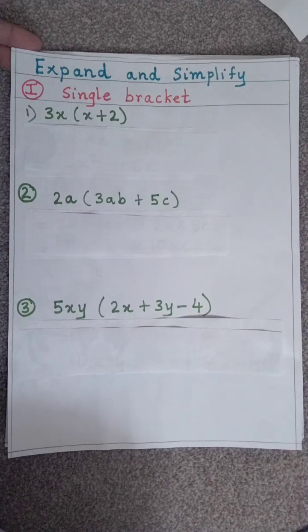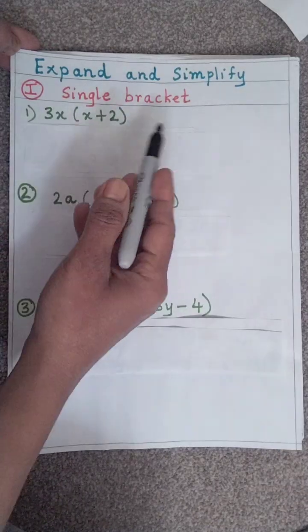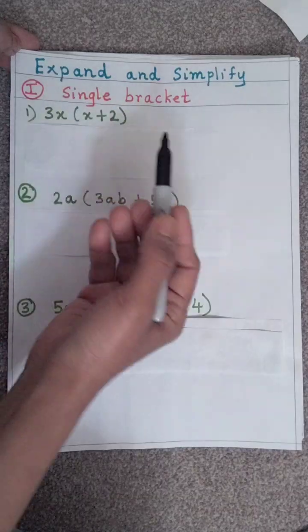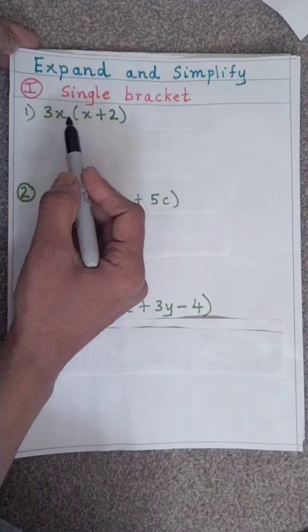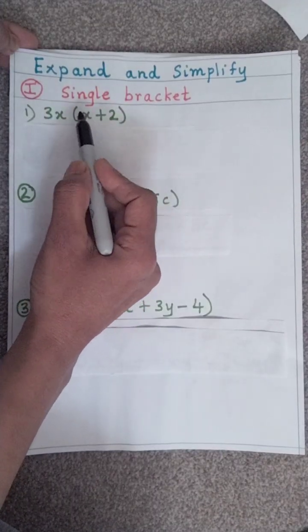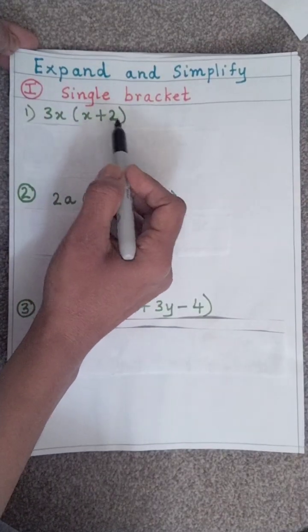Hi everyone, in today's video we will learn how to expand single bracket, double bracket, or triple bracket and then simplify. So let us start with the single bracket. In question number 1 for single bracket, it is mentioned expand. We are supposed to expand and if possible simplify. 3x and then there is a single bracket x plus 2.